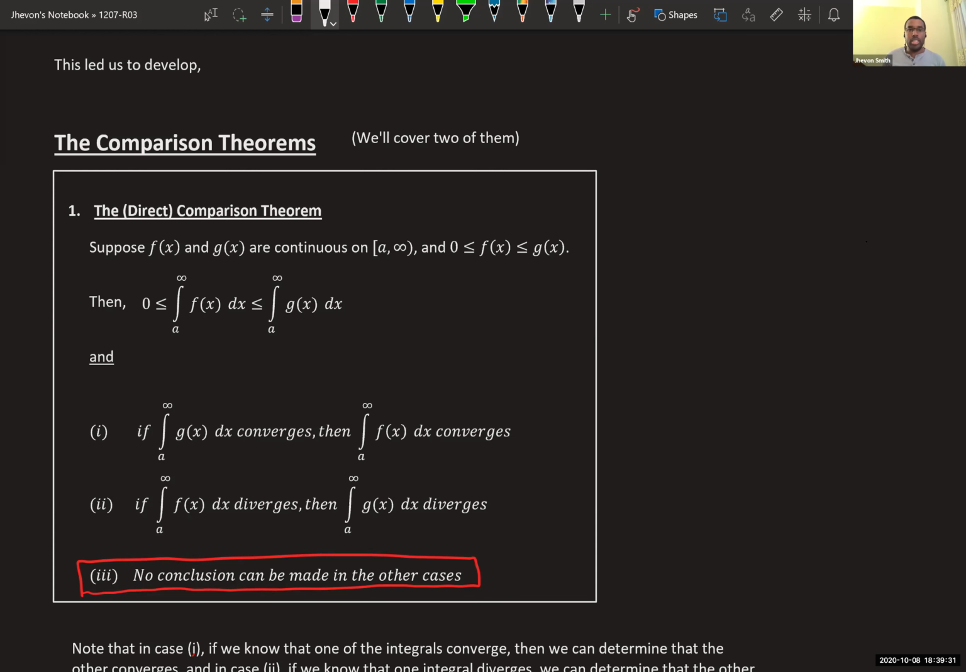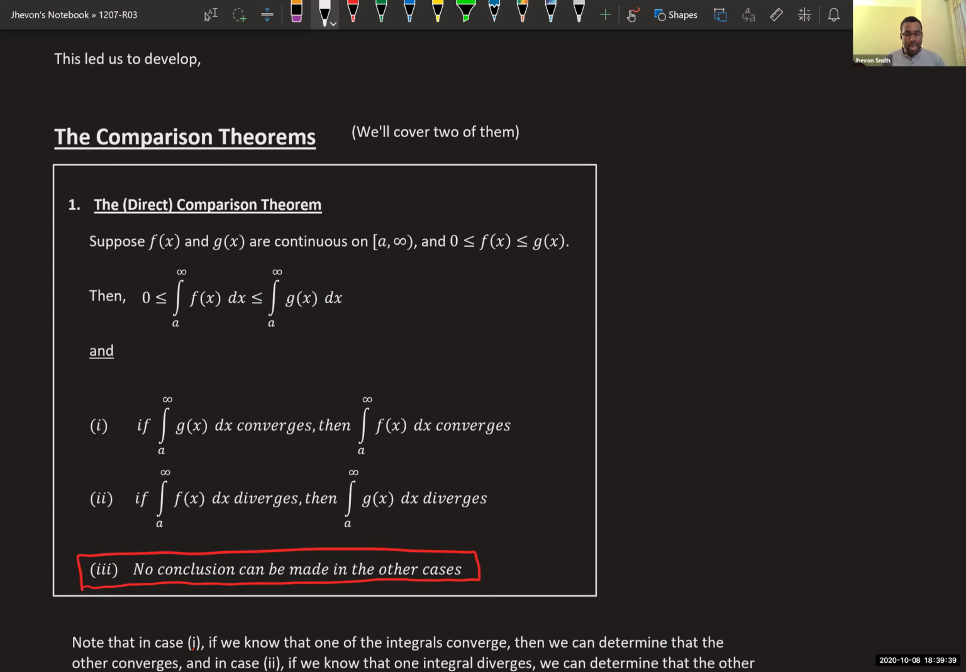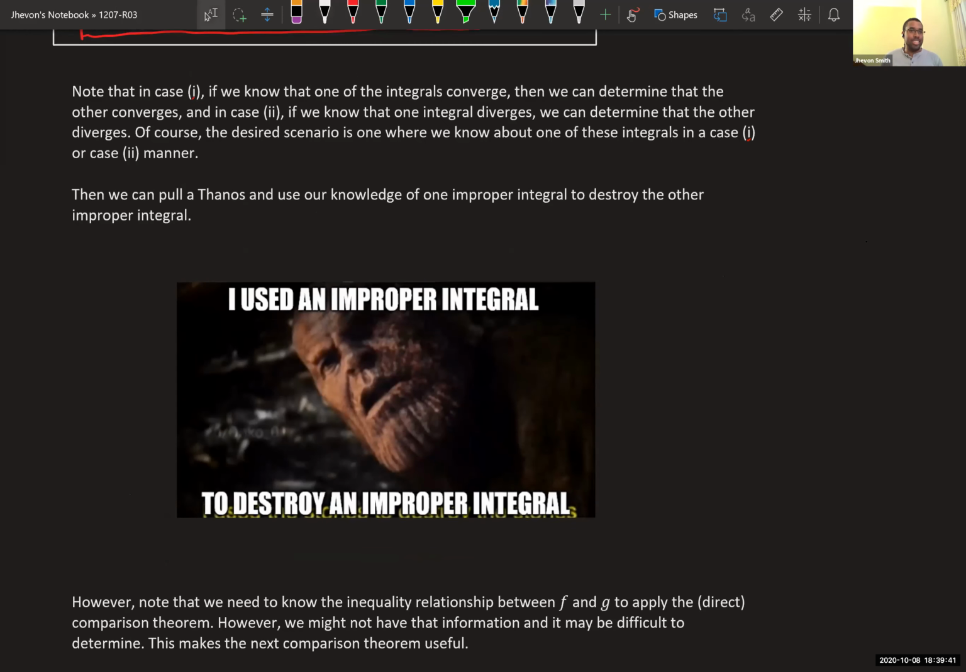So you end up in a situation where you can determine what's happening to one improper integral by knowing what happens to another improper integral. And that leads to this meme right here, right? So you can actually use improper integrals to talk about other improper integrals.